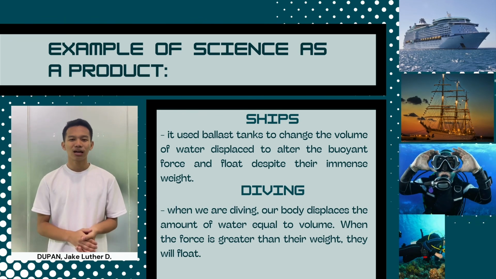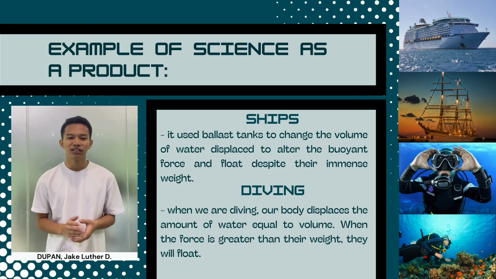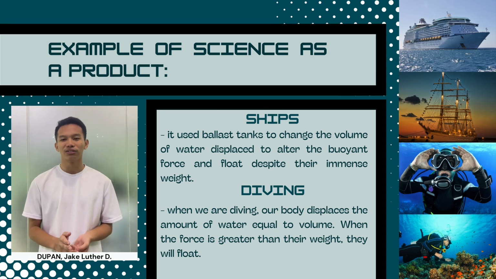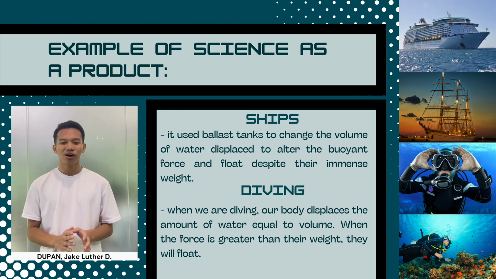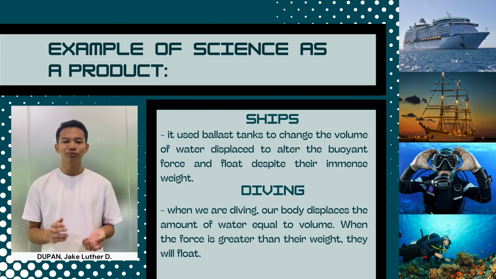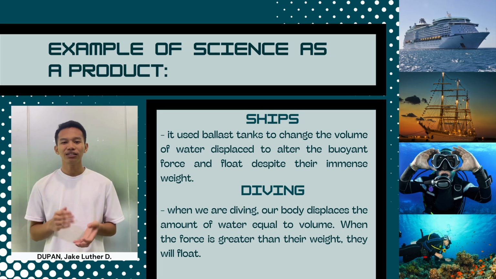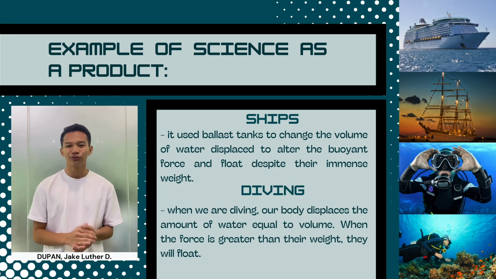And now, an example of science as a product is the buoyancy law. This is applied in our ship to be able to float on water. The ship manufacturers use this law by adjusting the amount of water in their ballast tanks to be able to change the volume of water displaced. By altering the buoyancy, it allows the ship to float despite their immense weight.